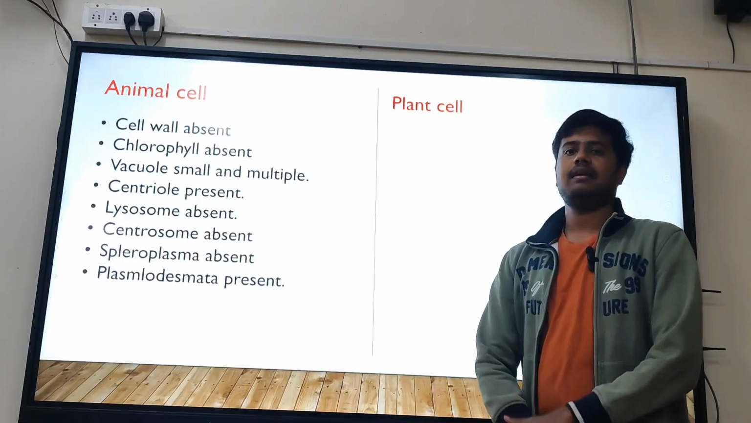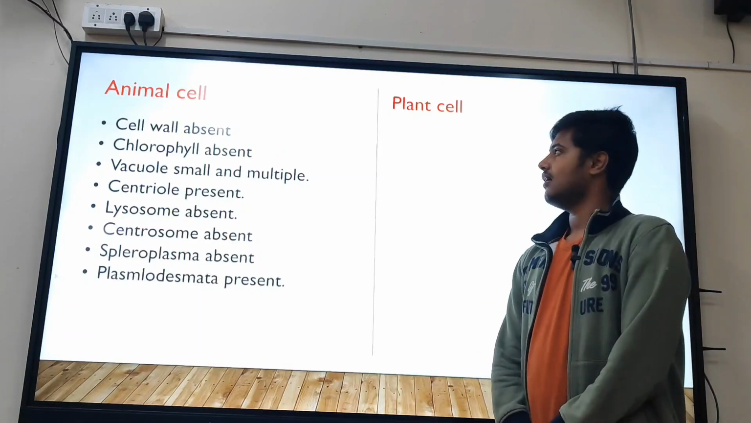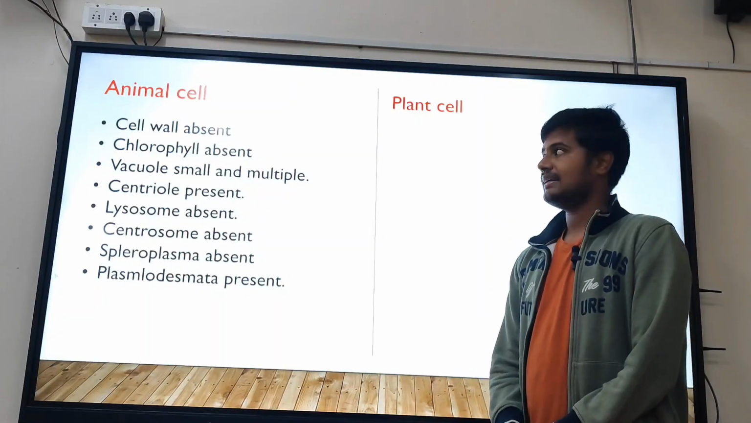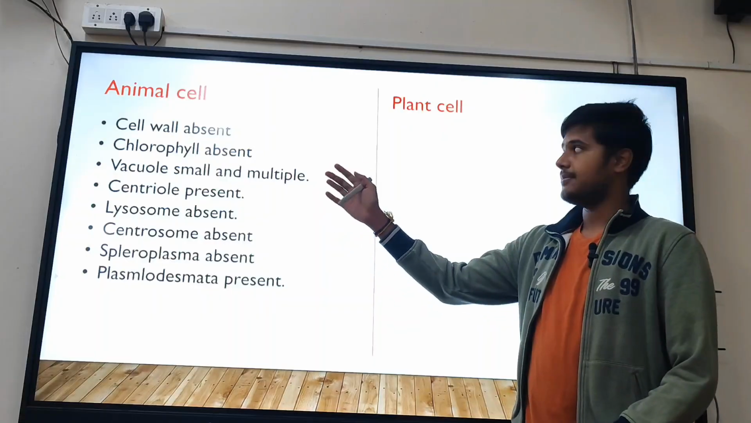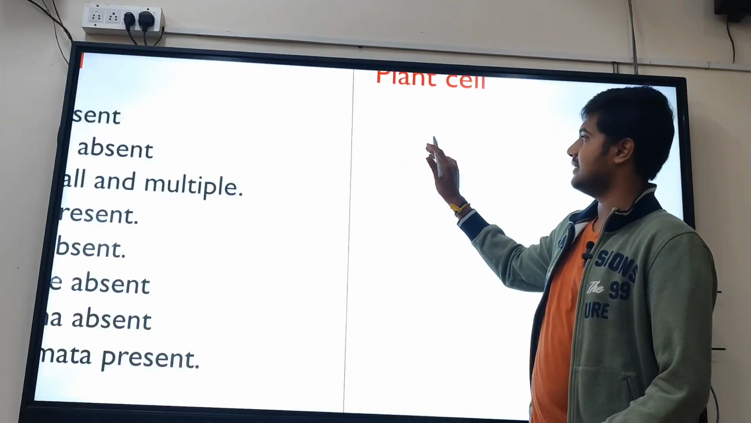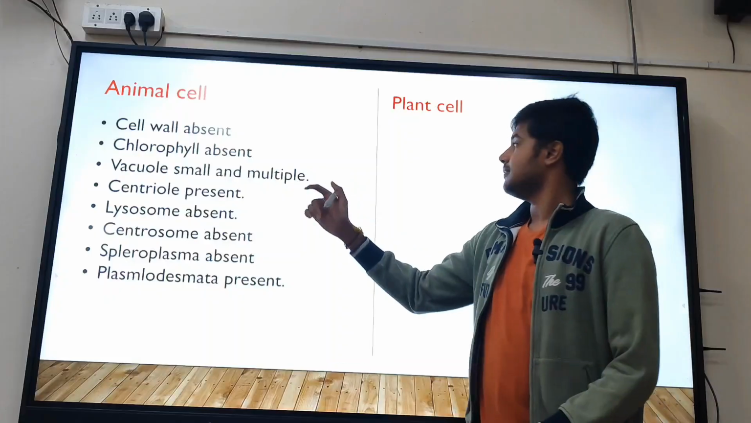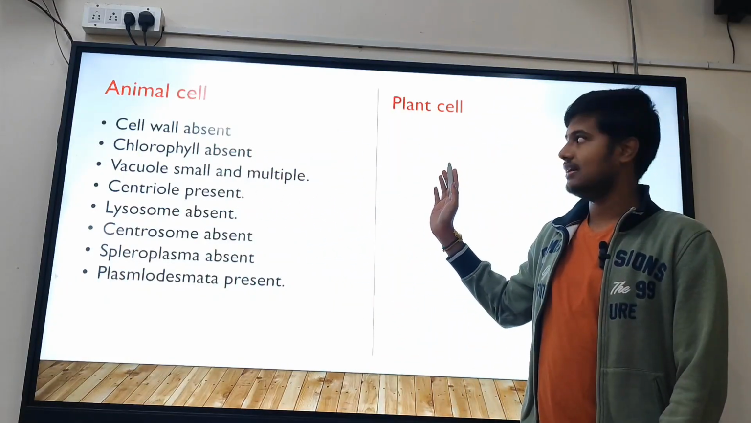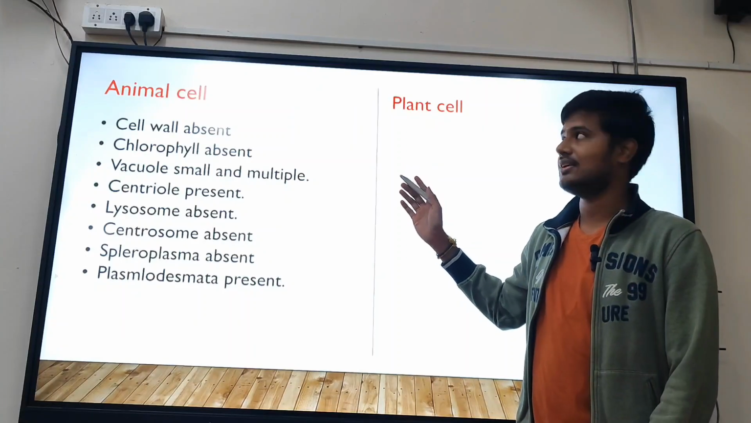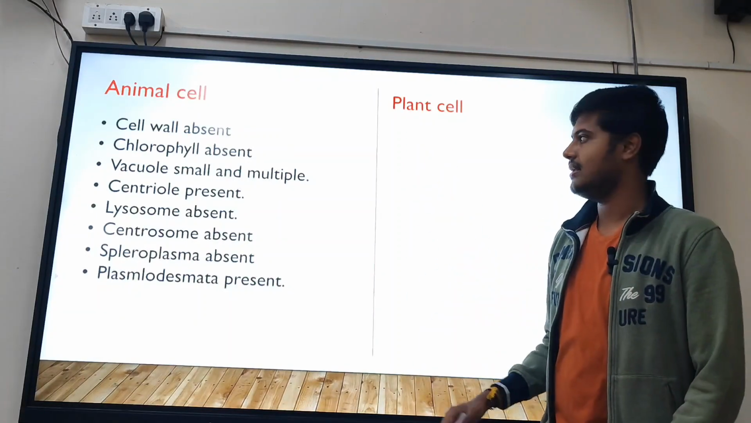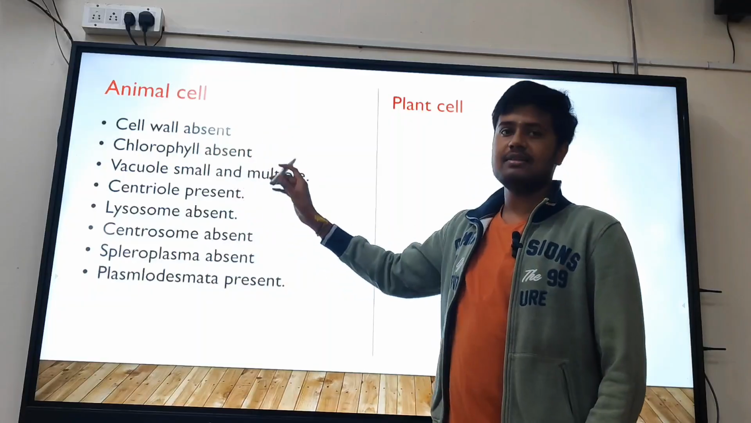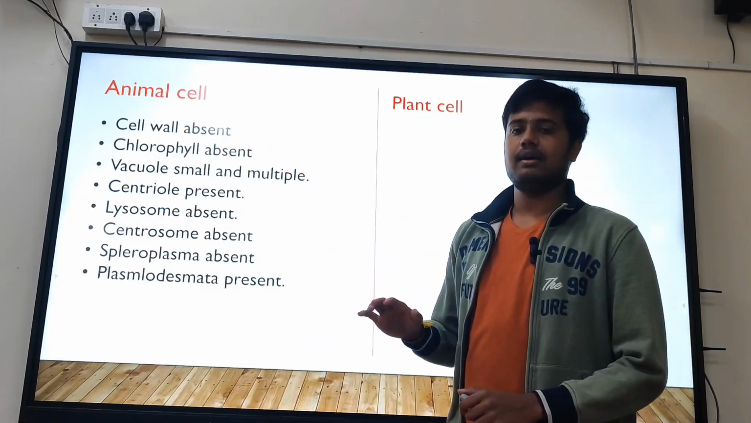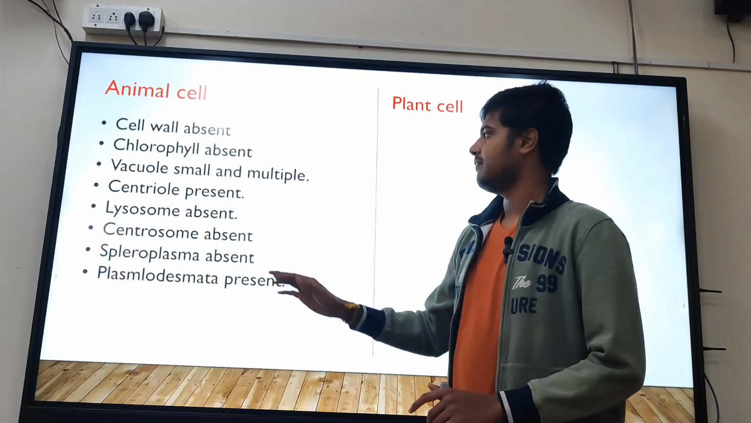Next, there are two types of cells, animal cell and plant cell. What is the difference between animal cell and plant cell? In animal cell, cell wall is absent. In plant cell, cell wall is present. In animal cell, chlorophyll is absent. In plant cell, chlorophyll is present. This is the characteristic difference of these types of cell. In animal cell, vacuoles are small and multiple. In plant cell, vacuoles are large and single.